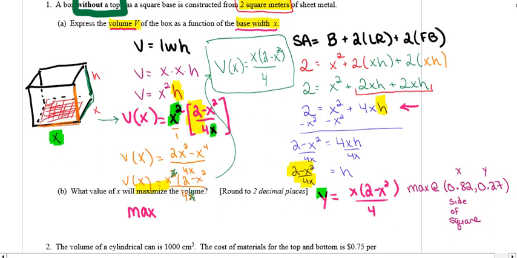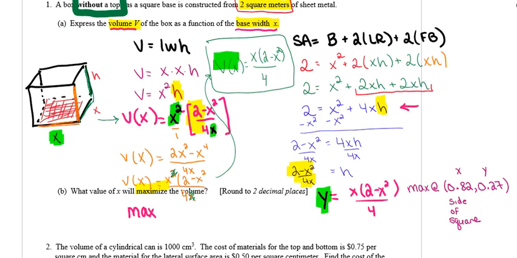Well, when we put this function into the calculator, y was representative of our volume. So the side of the square is 0.82, and the volume is 0.27. This question is asking for the value of x. So 0.82. And I'm going to say meters, because they tell us meters.